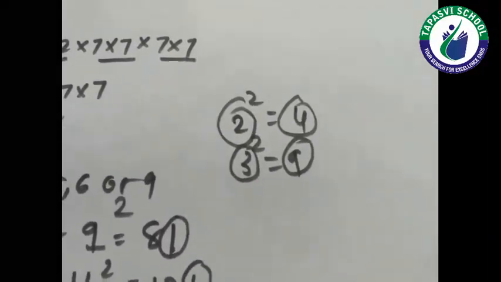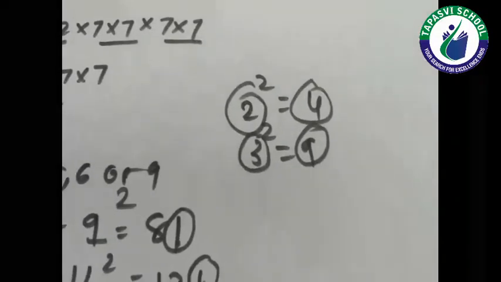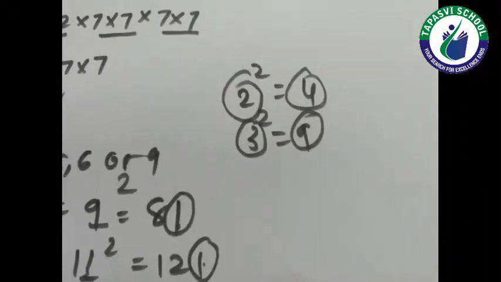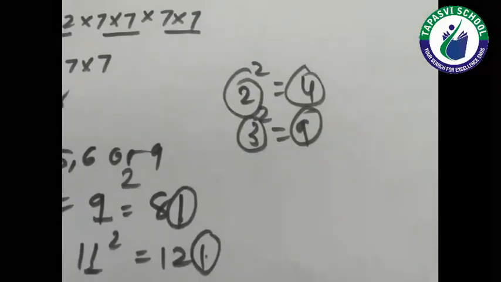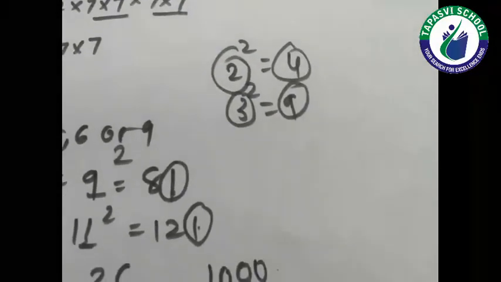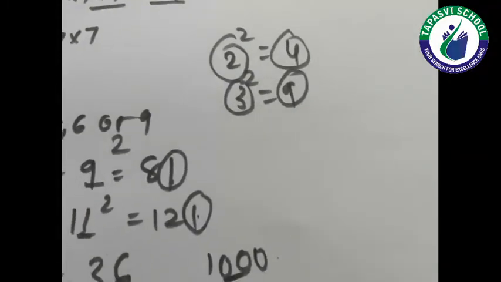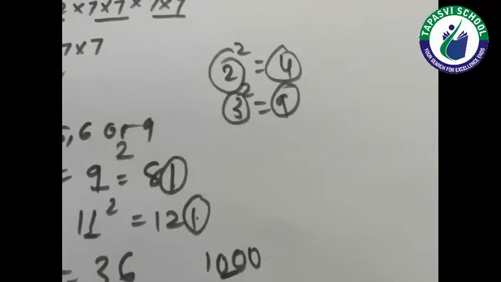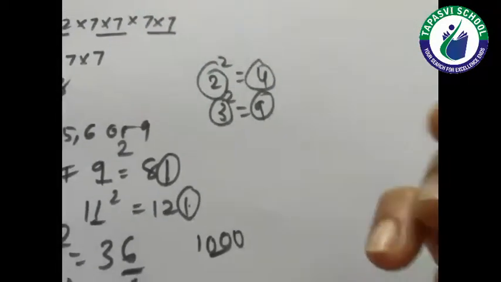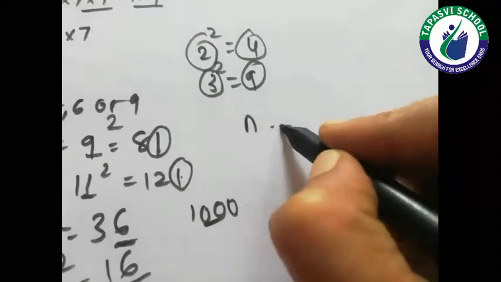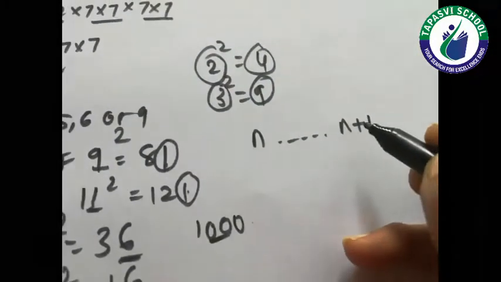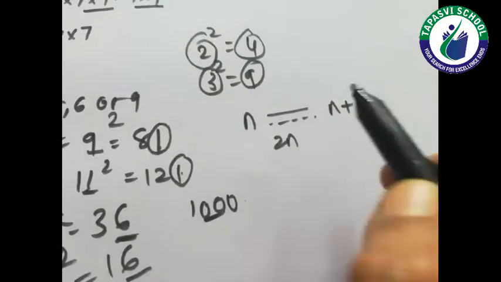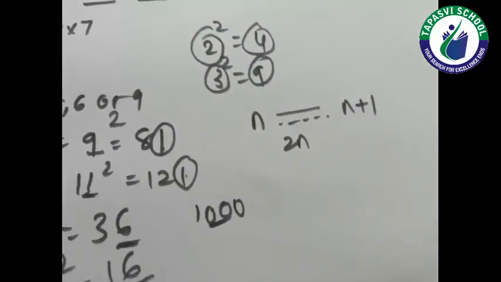Then property number 6: the difference between the squares of two consecutive natural numbers is equal to the sum of the two numbers. Property number 7: there are 2n non-perfect square numbers between the squares of the numbers n and n plus 1. Here n is one number and n plus 1 is the other. Applying 2 into n, those are the numbers that lie between these two squares.